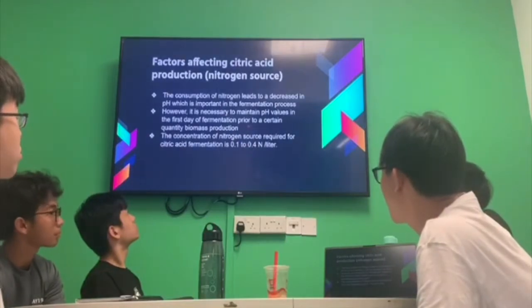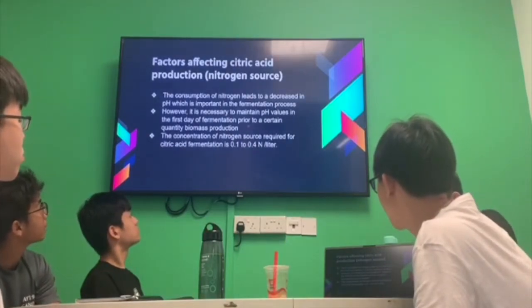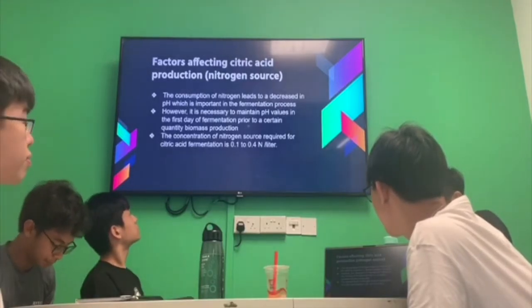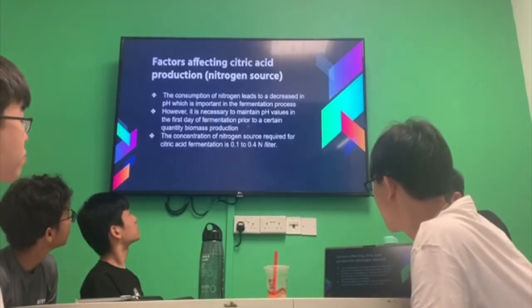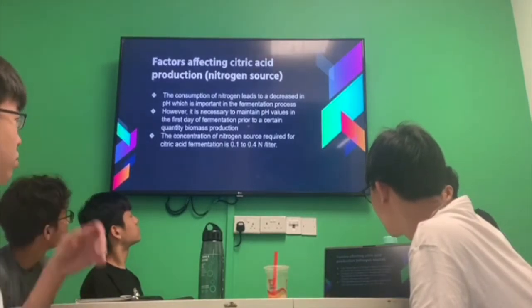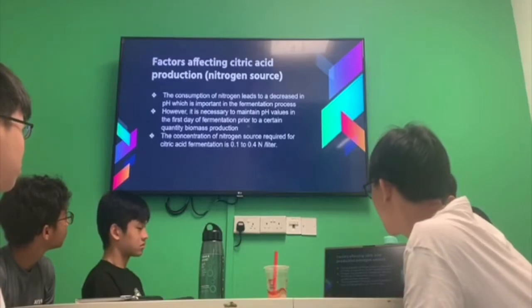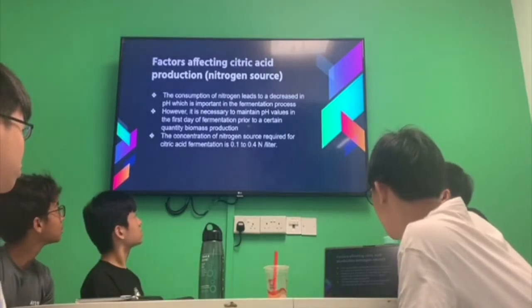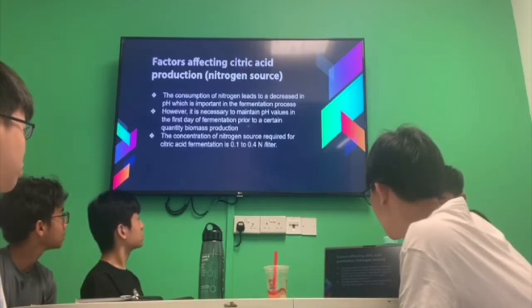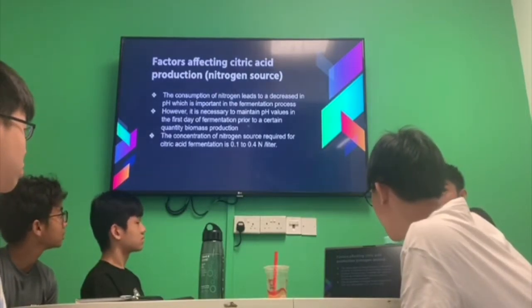So, factors affecting citric acid production, nitrogen source. The consumption of nitrogen leads to a decrease in pH, which is important in the fermentation process. However, it is necessary to maintain pH values in the first day of fermentation prior to a certain quantity of biomass production. The concentration of nitrogen source required for citric acid fermentation is 0.1 to 0.4 grams per liter.